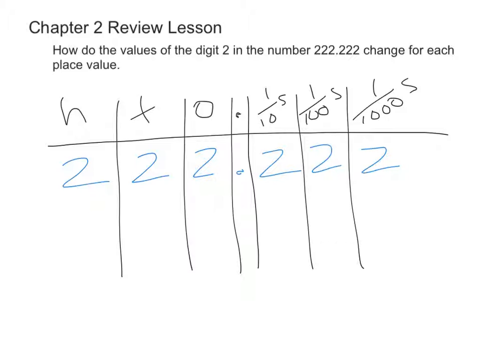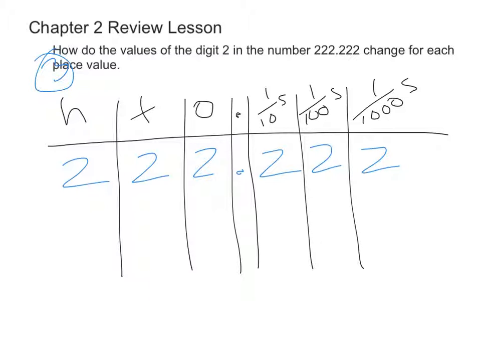be able to help you as you study and prepare for the test. So this is item number 3. If you take a look, you'll see it says, how do the values of the digit 2 in the number 222 and 222 thousandths change for each place value? I'm going to start in the whole number end to think about this.